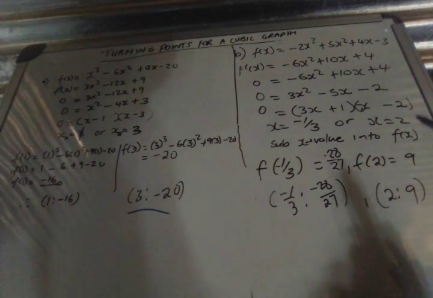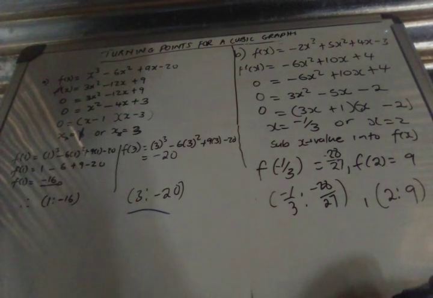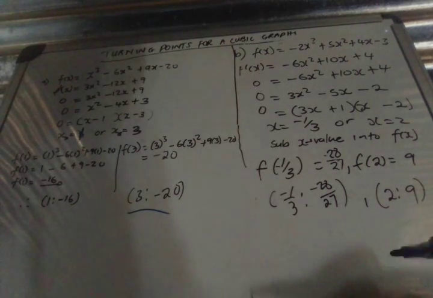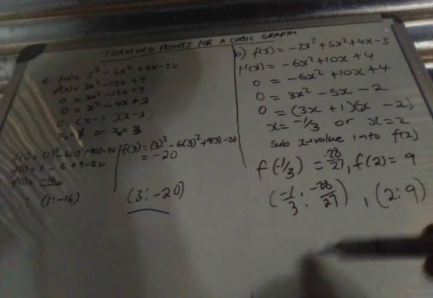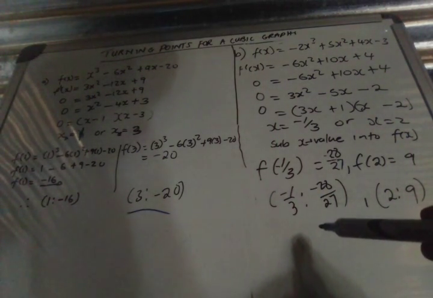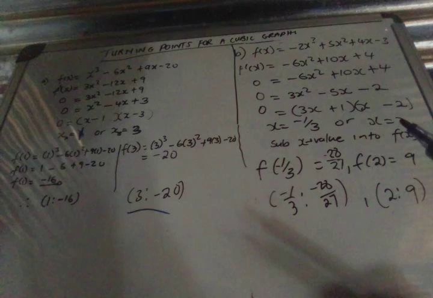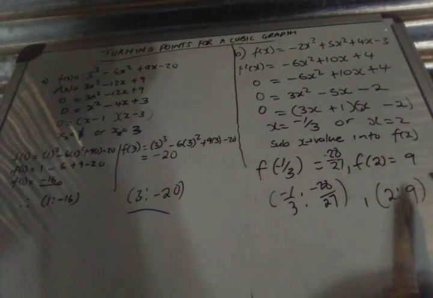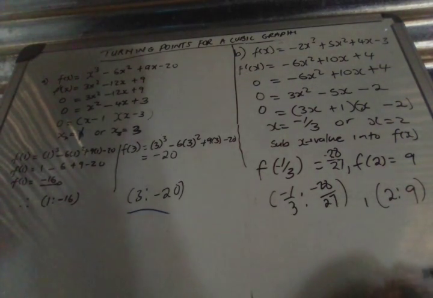You take these x values and substitute them into the original function f. If you substitute x equals negative 1 over 3, you'd get y equals negative 28 over 27. So the coordinate of the first turning point would be (-1/3, -28/27). Then if you substitute the next x value, which is 2, into the f of x function, you would get the y value being 9. So the coordinate of the second turning point would be (2, 9).